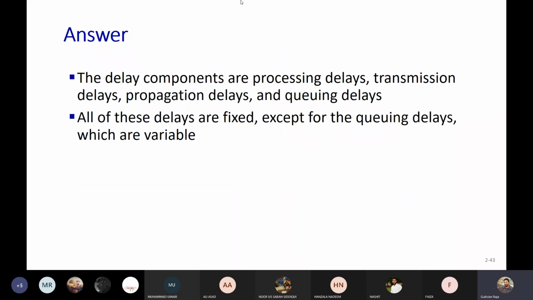So this is the answer for it. The delays are processing delay, transmission delay and propagation delay, and the total is called nodal delay, plus queuing delay. So all are fixed except for queuing delay. Why is queuing delay variable? Because internet traffic is bursty in nature, and as a result we cannot predict queuing delay.